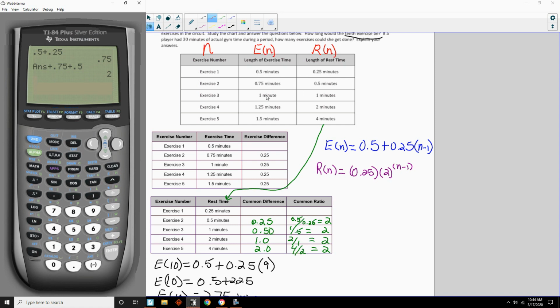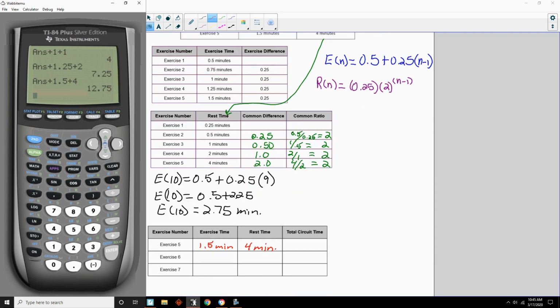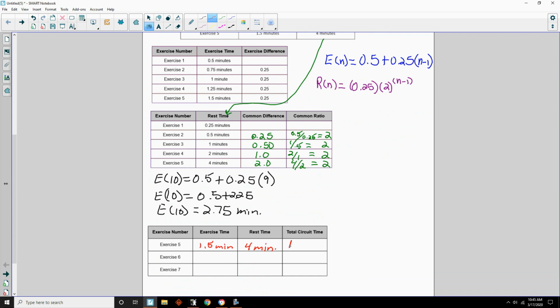Okay, so then plus a minute and another minute would give us 4. And then plus 1.25. And then plus 2. And now we're up to 7.25 after 4 exercises. Plus 1.5 plus 4 minutes of rest equals 12.75 minutes after exercise 5. Okay, so total circuit time would be 12.75 minutes.